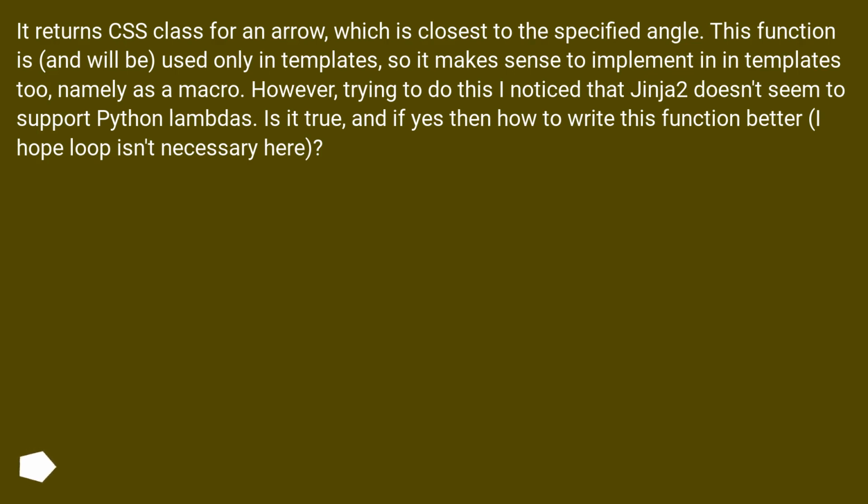It returns CSS class for an arrow, which is closest to the specified angle. This function is, and will be, used only in templates, so it makes sense to implement it in templates too, namely as a macro. However, trying to do this I noticed that Jinja2 doesn't seem to support Python lambdas.